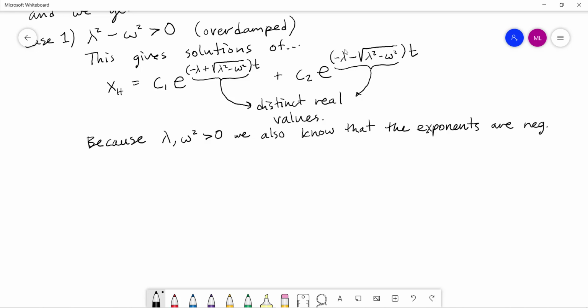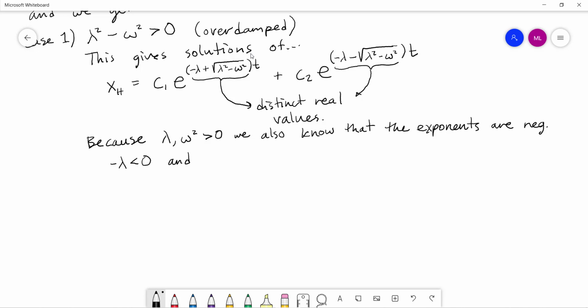So let's see that in action. We know that the negative lambda term is obviously negative, so this part appears in both. We're starting with a negative lambda, and we are, in this case, subtracting some positive value from that. So that one's definitely going to stay negative. But what about this one? It's a negative number, but we're adding some positive value to it.